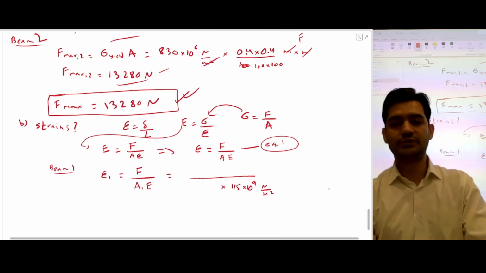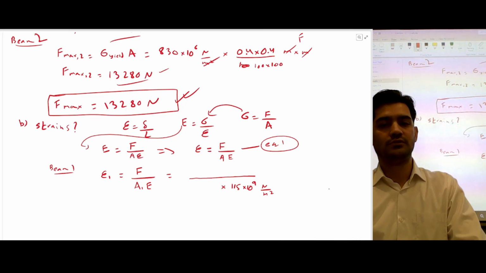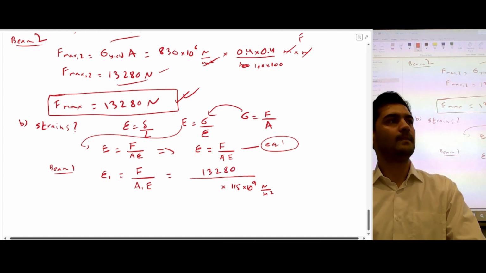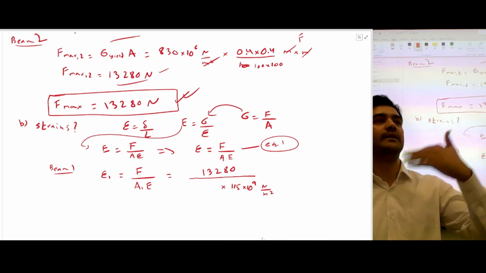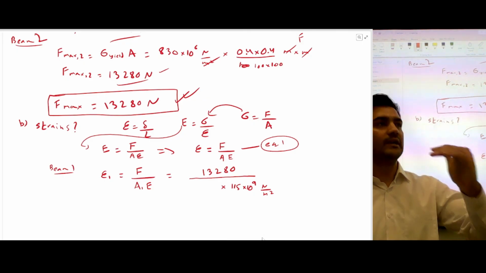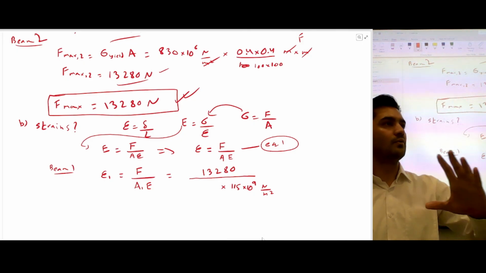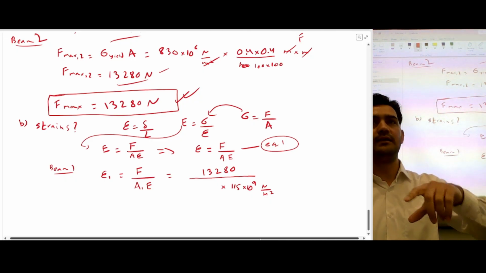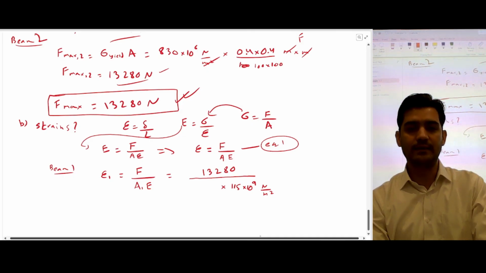So what is the force? The force is 13280, because that's the force. We're not going to apply forces more than this because that's going to yield the system. So now we have selected this force. That's the maximum force that can be applied. And now we can calculate, under this force, what the strains are in beam 1 and in beam 2. So for beam 1, what is the area?